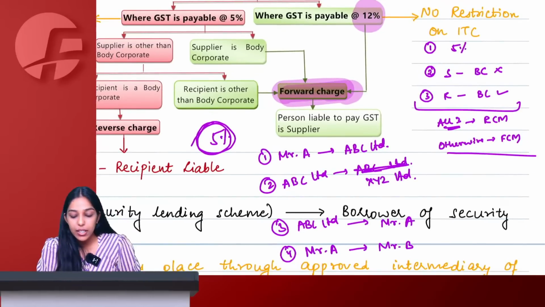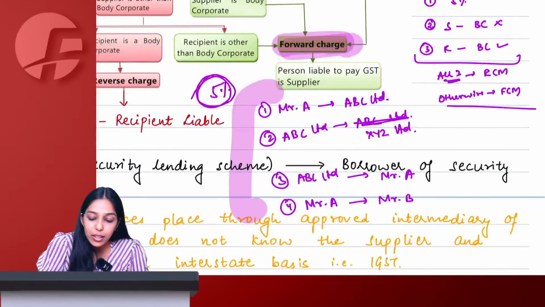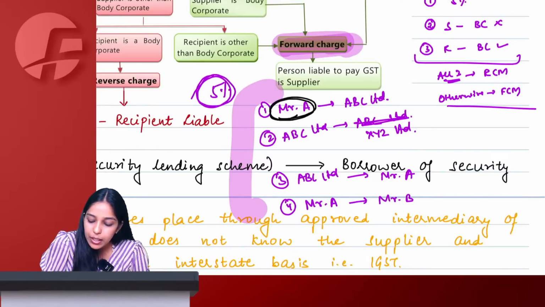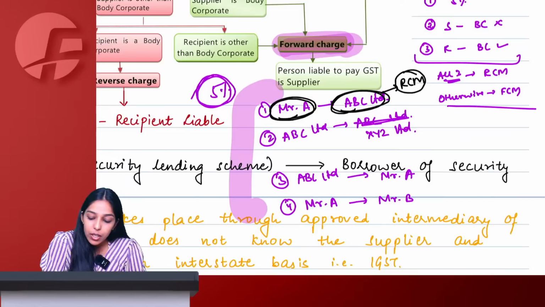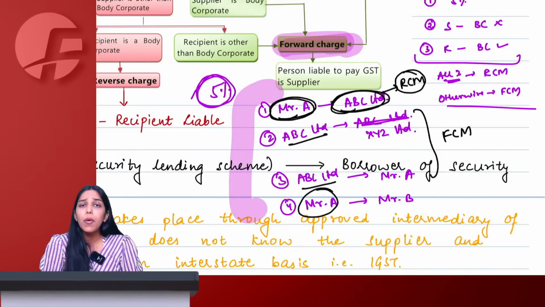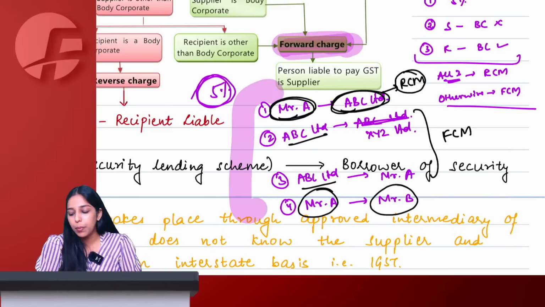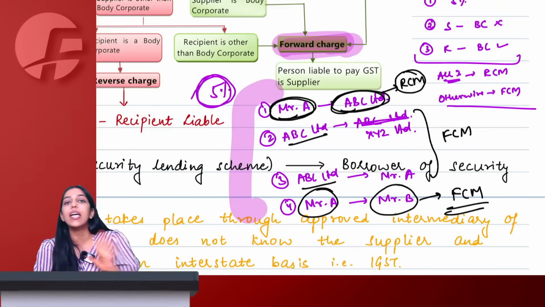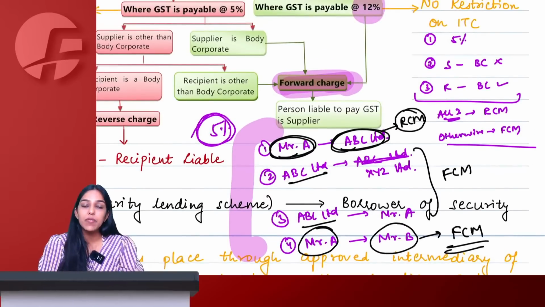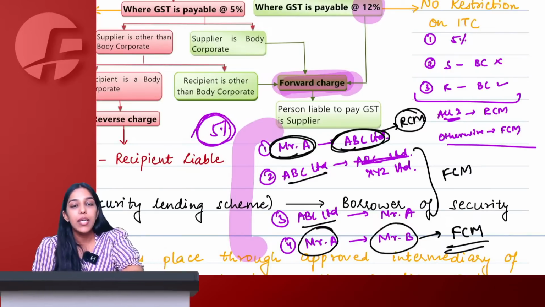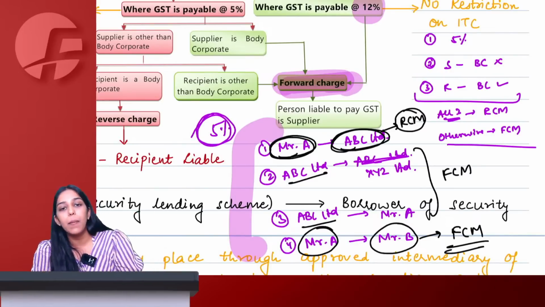But for the 5% rate, we will say the supplier should not be a body corporate and the recipient should be a body corporate. Supplier is not a body corporate and recipient is a body corporate, therefore here RCM will apply. But here supplier is a body corporate, therefore FCM. Supplier is not a body corporate, but recipient is also not a body corporate, then again forward charge mechanism will apply. So only one RCM, rest 3 FCM. If all 3 conditions are satisfied, 5% rate is taken, supplier is not a body corporate and recipient is a body corporate, then RCM is going to apply.